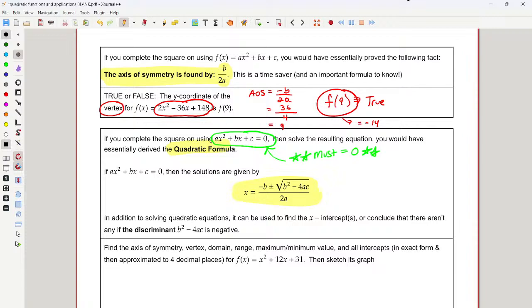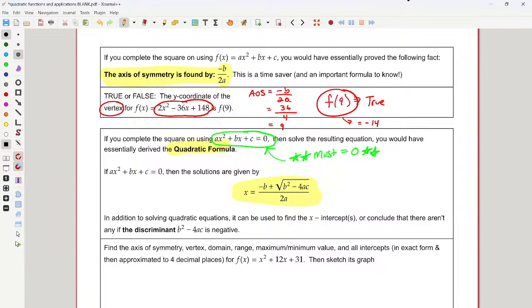And again, just summarizing everything that's happened thus far tonight, completing the square is a skill. You need to know how to do it. Future concepts rely on it. However, specific to quadratics, there are shortcuts for two main things we need to do.